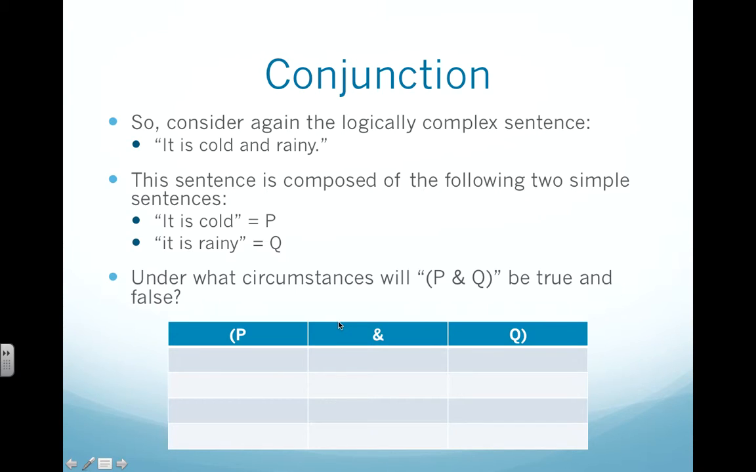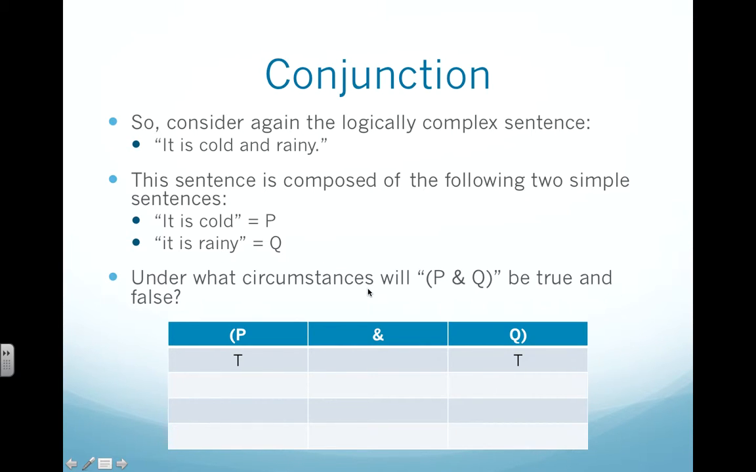Now, the first thing to think about when we're looking at a statement like this is, what are the possible combinations of truth values for our simple sentences that we could be dealing with? P is it is cold, Q is it is rainy. Well, the first possibility is that it is both cold and rainy. So that's what that looks like on the truth table. We've got a T for true under P, so it is true that it is cold. And we've also got a T under Q, it is true that it is rainy.